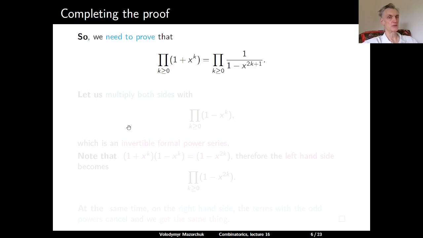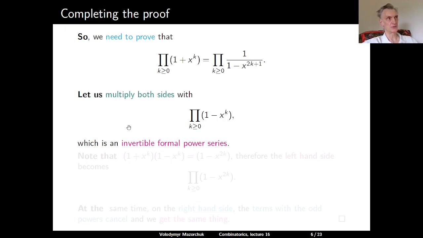So the product of (1 plus x to the power k) over all k should be equal to the product of 1 divided by (1 minus x to the power 2k plus 1). Let us multiply both sides of this product with the product over all k of (1 minus x to the power k). That's the denominator for the generating function of the partition function. And this is an invertible formal power series because the free term is equal to 1.